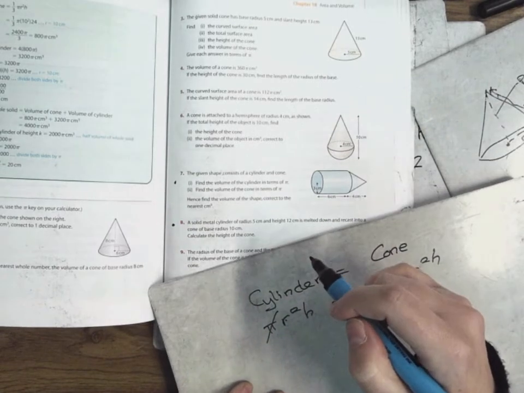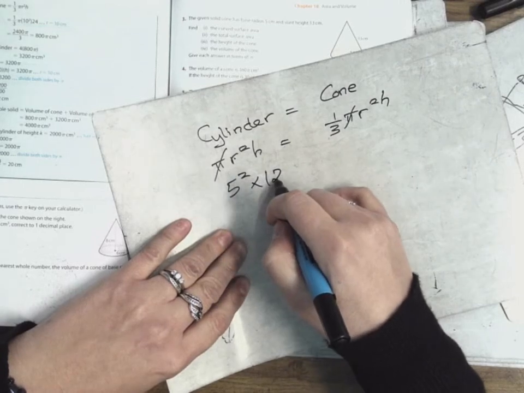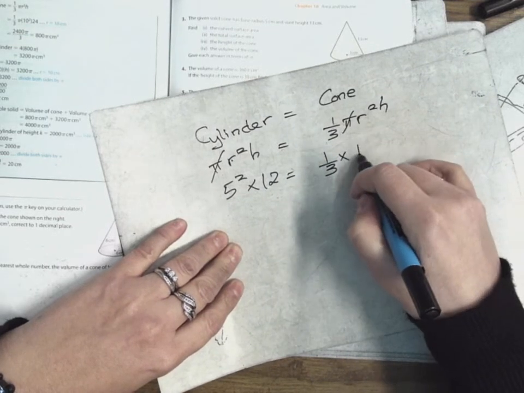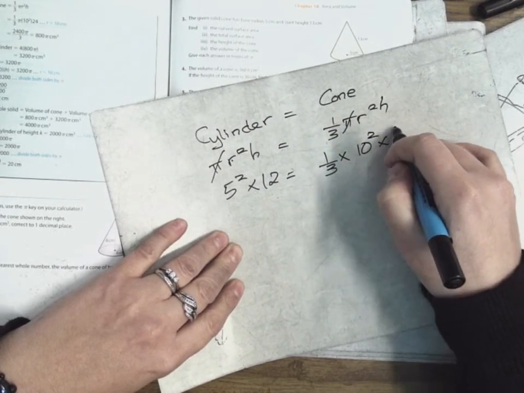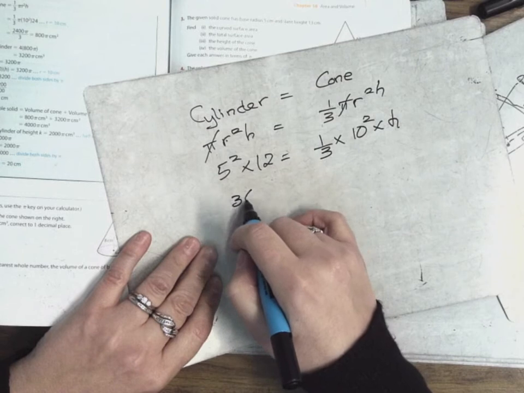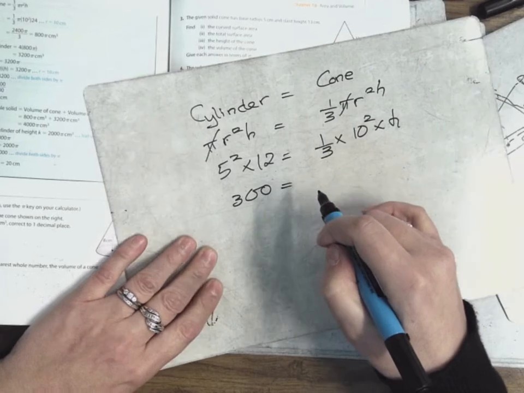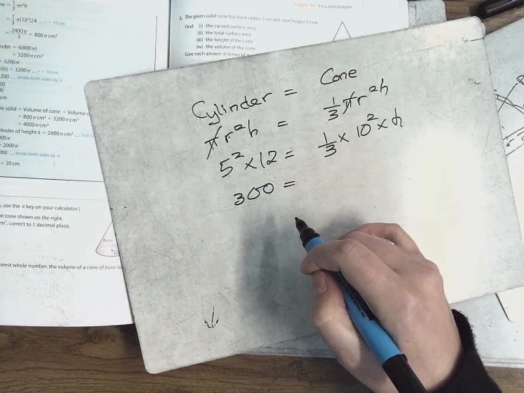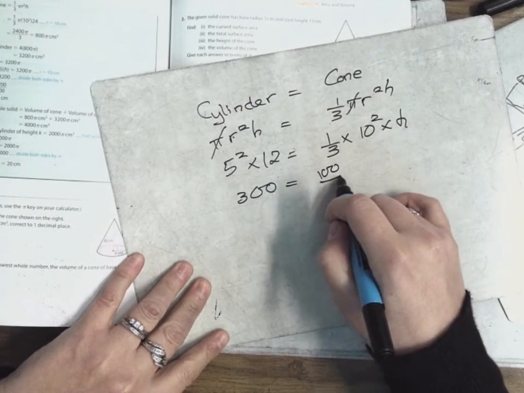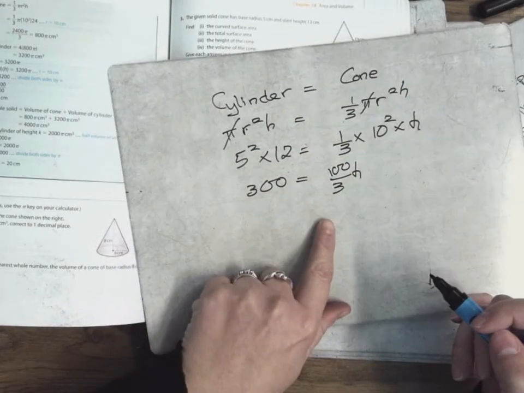So the measurements for the cylinder are 5 squared and the height is 12. Over this side I have 1/3 multiplied by the radius of the cone, which they told me was 10 squared, multiplied by h, the height of the cone. That's what I'm looking for. Into the calculator you get 300. Over here you can do 1/3 by 10 squared. Now if you turn it into a decimal, girls, you'll be slightly off, but you'll still get full marks. But I'm just going to leave it as a fraction. It's 100 over 3 h. Is that alright? So when you do 1/3 multiplied by 10 squared, you'll get a fraction.